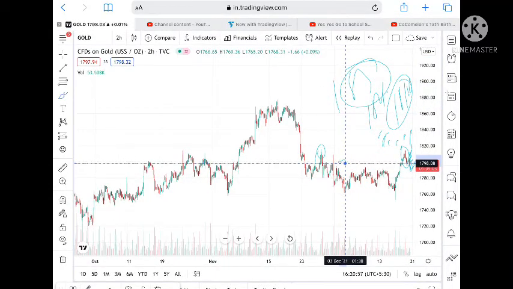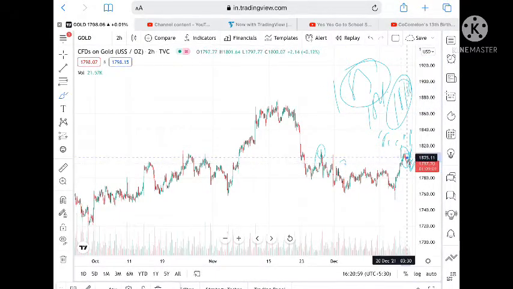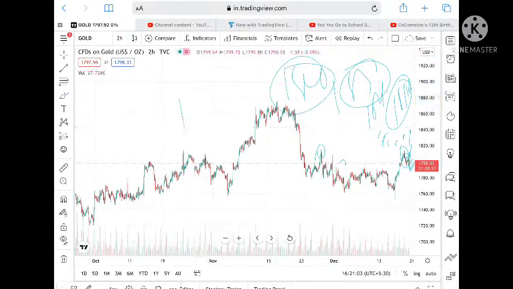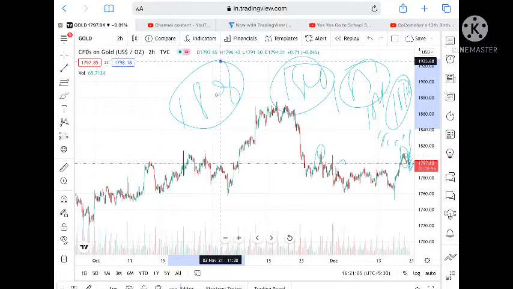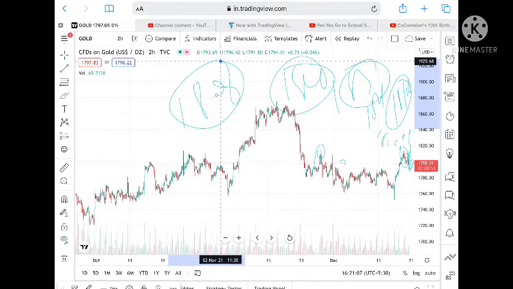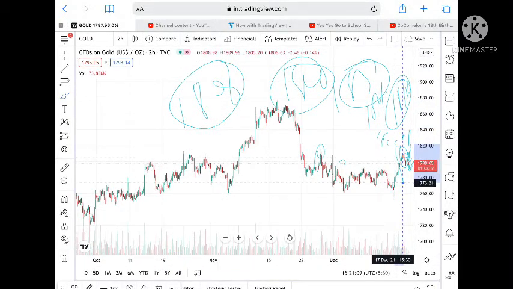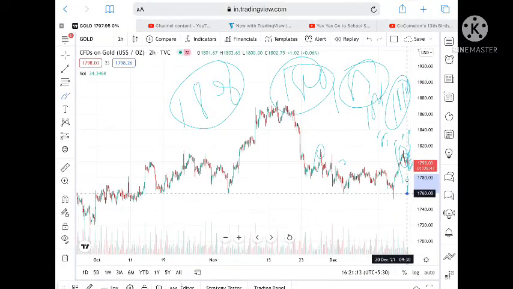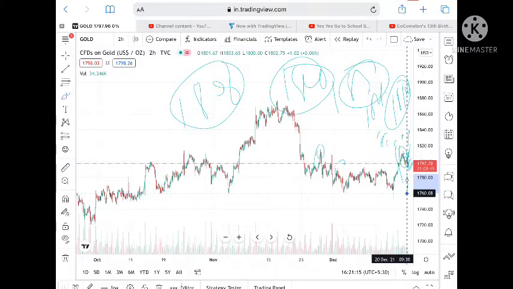If the price goes above a level of 1804, then we can see it can touch more upside levels and can touch a level of 1814 also and can go further upside. But if the price goes below a level of 1773, then we can see further low in the price of gold.